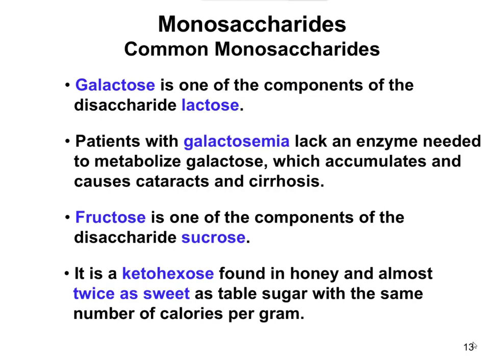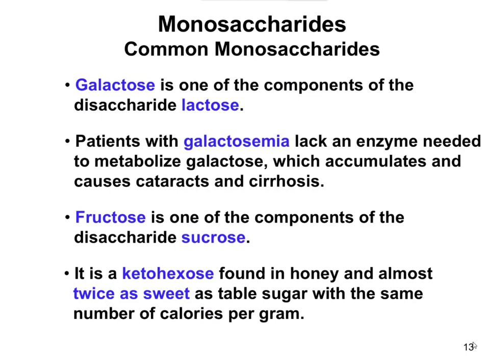So galactose is a common monosaccharide, and there are some people that have something called galactosemia. People who have galactosemia lack an enzyme that is necessary to metabolize galactose, which, if that's the case, the galactose is going to accumulate, and this can cause cataracts and liver cirrhosis, which can be very problematic.